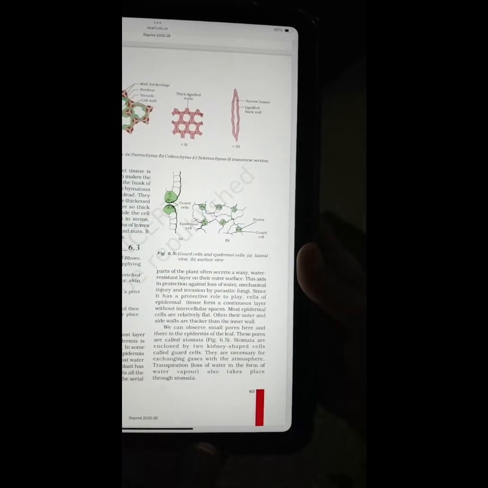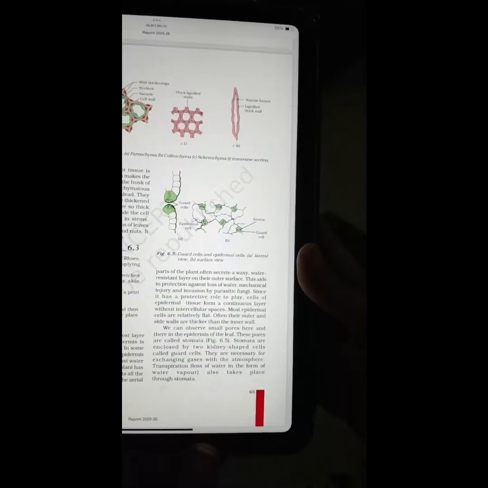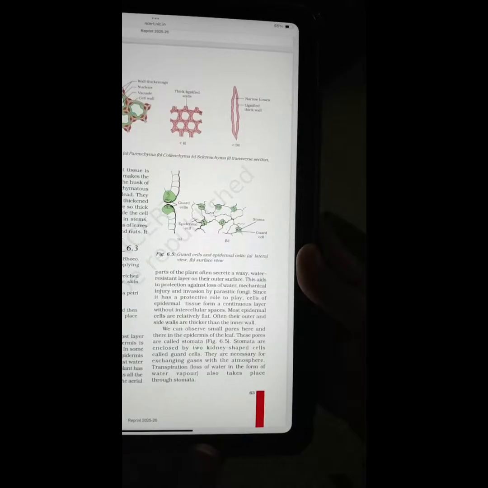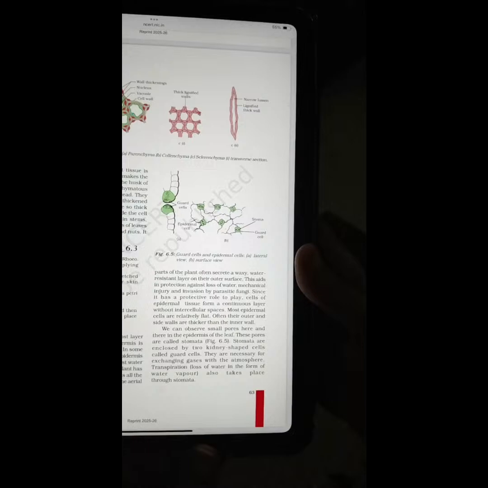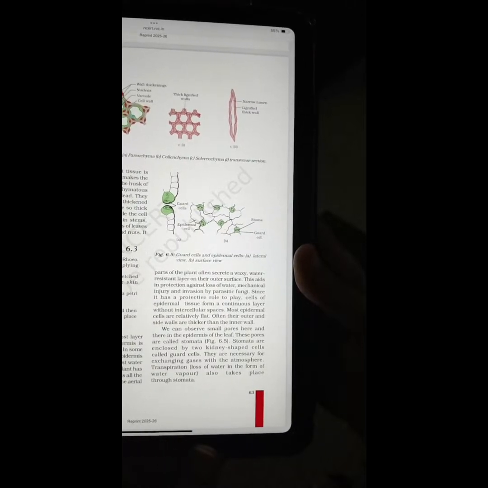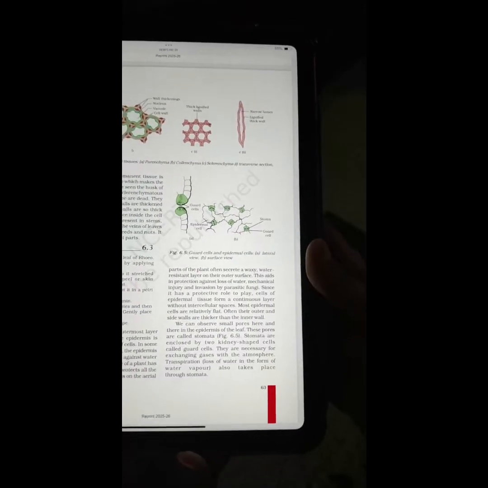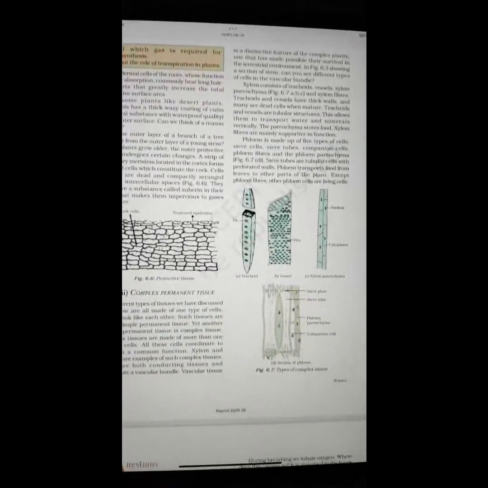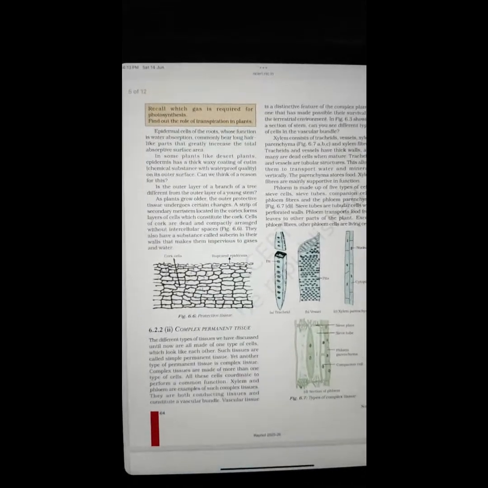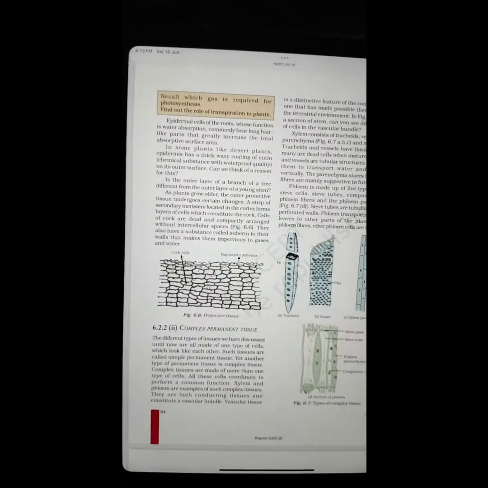We can observe small pores here and there in the epidermis of the leaf. These pores are called stomata. Stomata are enclosed by two kidney-shaped structures called guard cells. They are necessary for exchanging gases with the atmosphere. Transpiration, loss of water in the form of water vapor, also takes place through stomata. So we are done with the reading of this page. Flipping on to the next one, we have reached page number 64 of chapter 6, Tissues, of grade 9.